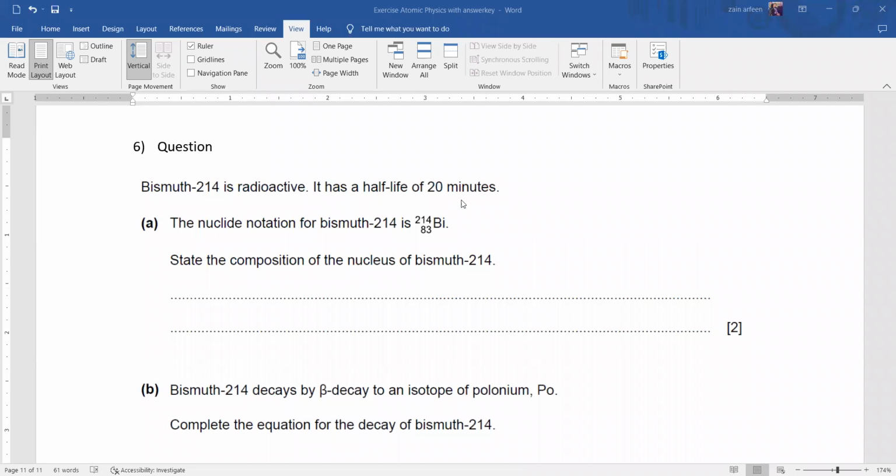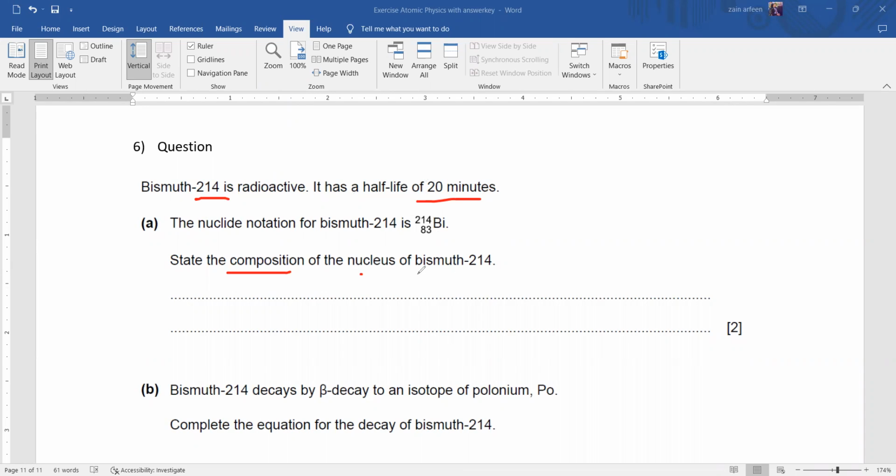Question 6 from atomic physics. Bismuth-214 is a radioactive nuclide with a half-life of 20 minutes. So after every 20 minutes, the radioactive sample will change to half of its original value. A nuclide notation of bismuth is shown.